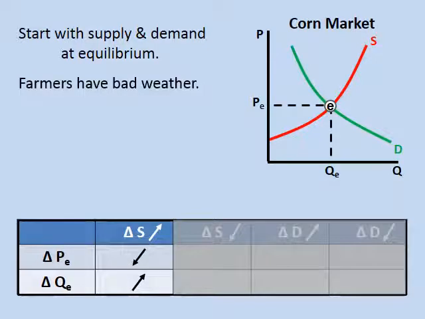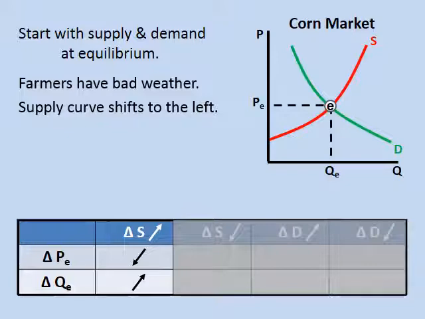What would we expect to happen if farmers experience bad weather? Well, it's going to impact our supply of corn. The supply curve is going to shift to the left because there's going to be less corn getting harvested. So our supply curve shifts left. We have a new supply curve S1. And we're going to end up with a new equilibrium point.